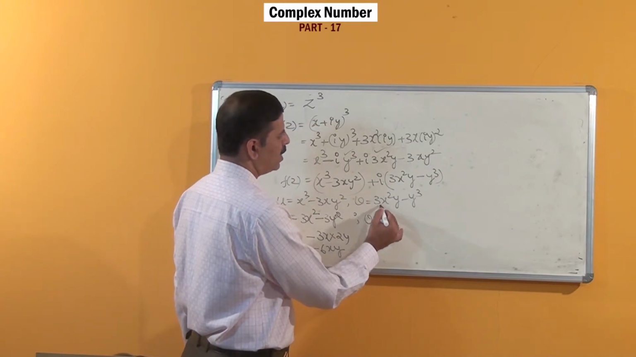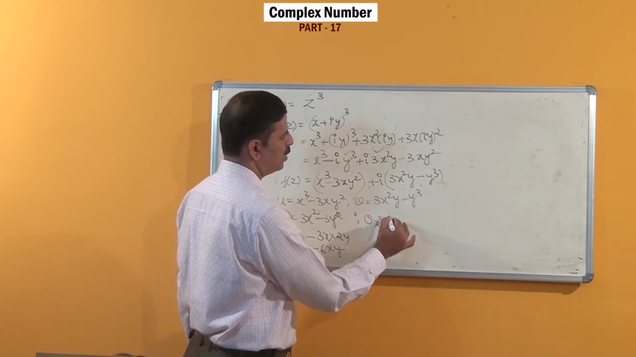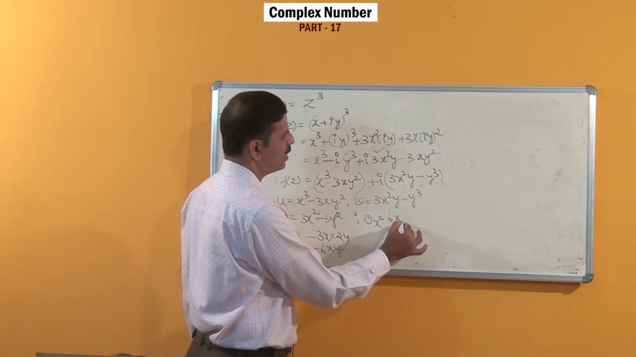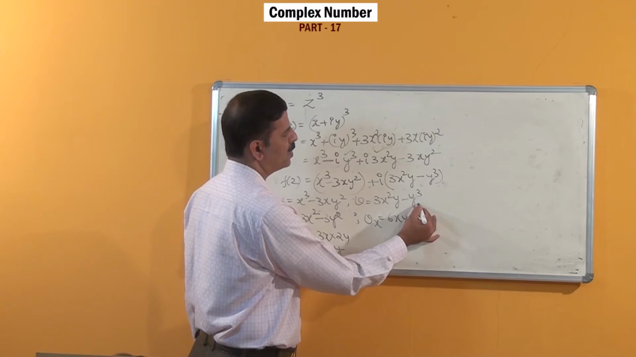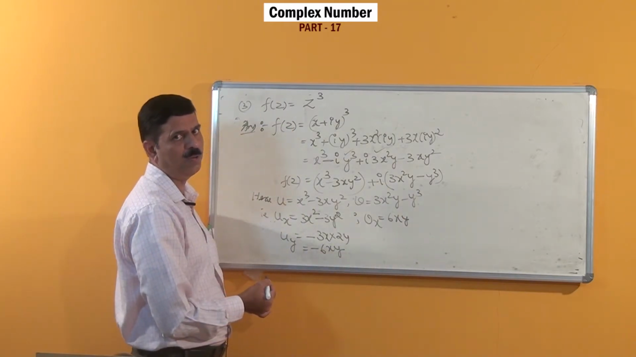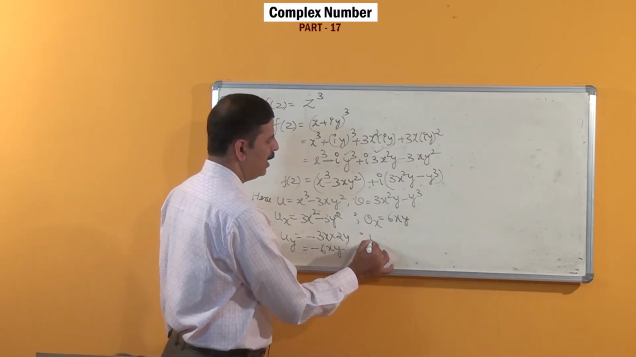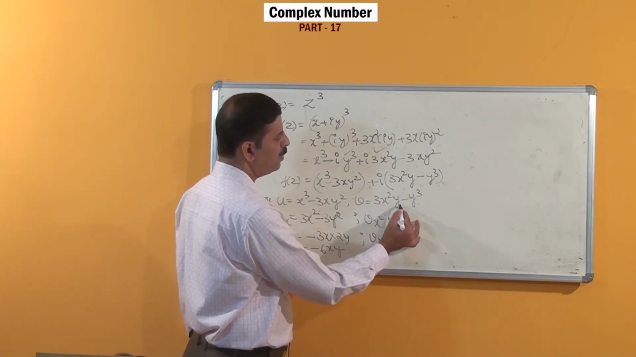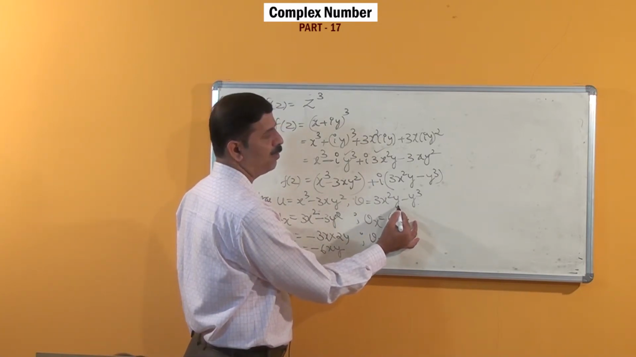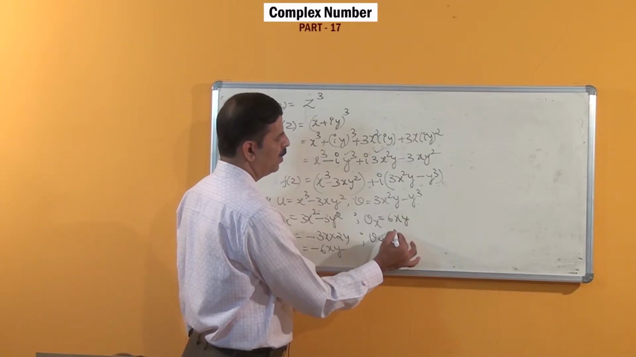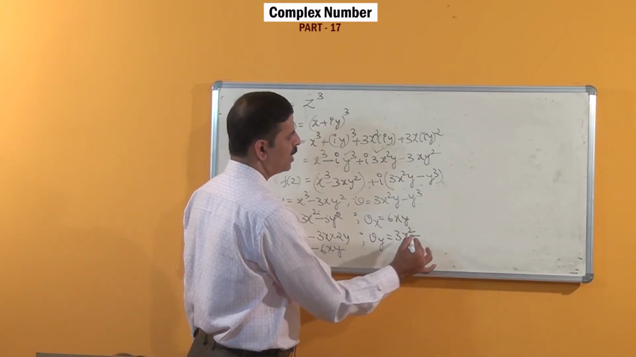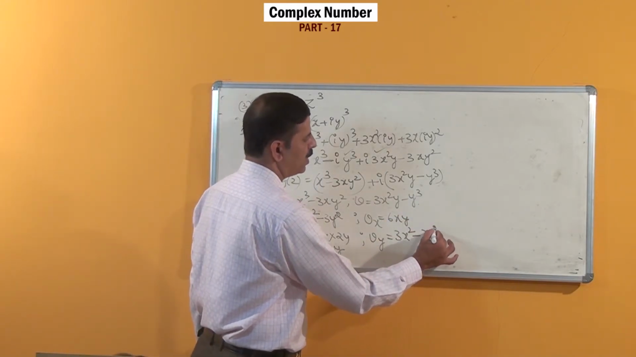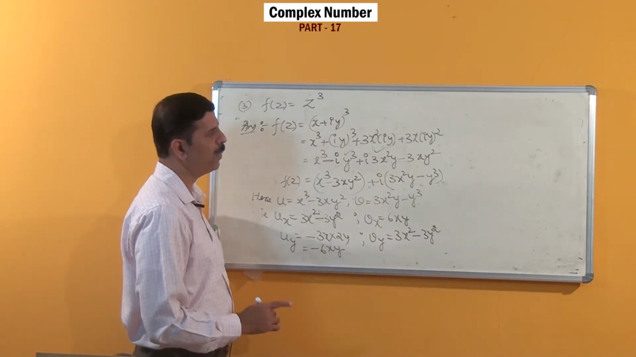Again the partial derivative with respect to x: x square gives 2x, so it becomes directly 6xy, and this term is equal to 0, since there is no term of x there. Similarly, vy is the derivative with respect to y, so the derivative of y is 1, 1 into 3x square, minus y cube, whose derivative is 3y square. Now compare.